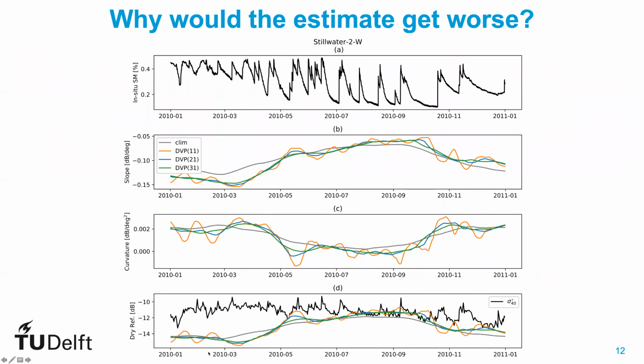So why would including dynamic vegetation parameters make the estimate worse? This figure shows the soil moisture at Stillwater, Oklahoma at the top, followed by the slope and curvature and the dry reference at the bottom. The gray lines are the values estimated with climatological values of slope and curvature. So these are used in the operational algorithms.